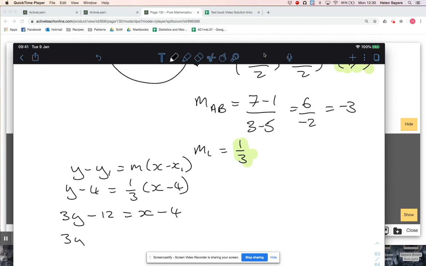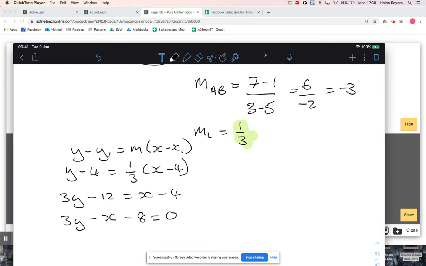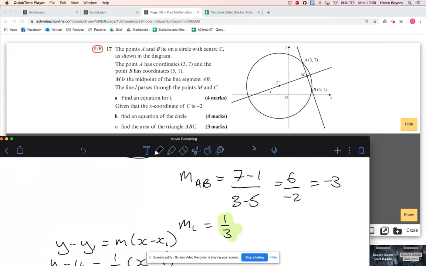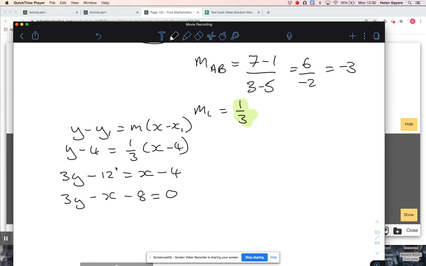And it doesn't ask for it in a particular form, I don't think it did anyway, let's just double check, find the equation for L. No. So I'll just minus the x on the left-hand side and add the 4 over, but any correct equivalent. So y equals a third x plus 8 over 3 would be absolutely fine. Any equivalent to that is okay.